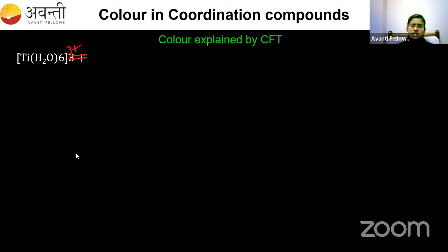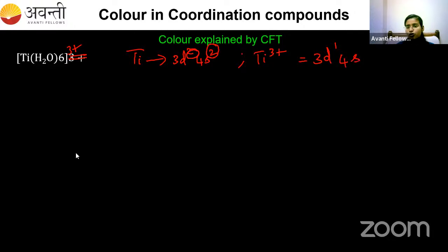If it is 3+, how many d electrons will be present for titanium? What is the configuration for titanium first of all? It is 3d2 4s2. If titanium is present in its 3+ state, how many electrons do we have to remove? 3 electrons: 2 from the 4s orbital and 1 from the d orbital. So the remaining 1 will be in the d orbital. So 3d1 and 4s0. In the 3d orbital we have 1 electron.